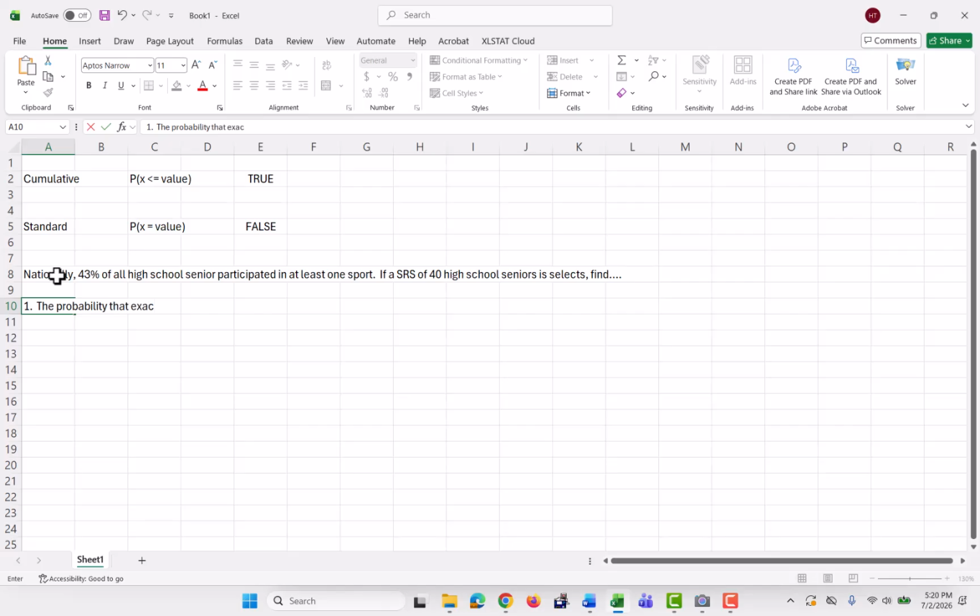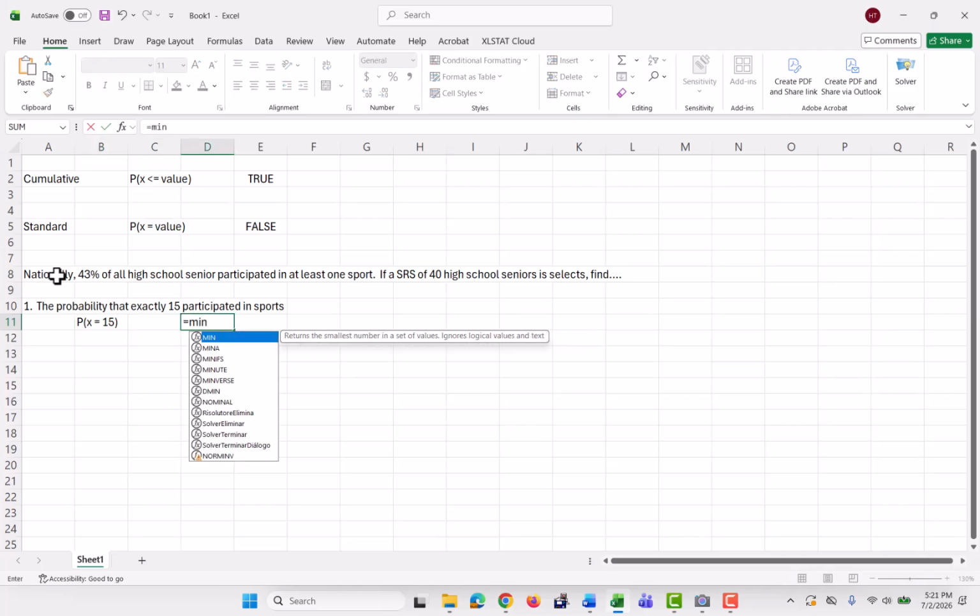That exactly 15 participated in sports. So this is the probability that x equals exactly 15. So this is the probability of a single value. So we're going to use binom.dist, open parentheses, number of successes. Well, this is the x value. X equals 15 here, so that would be 15.